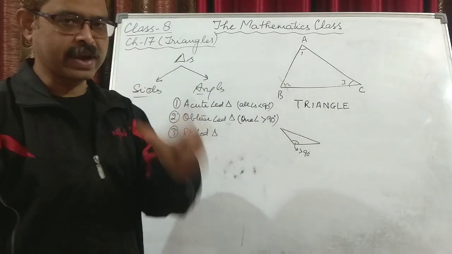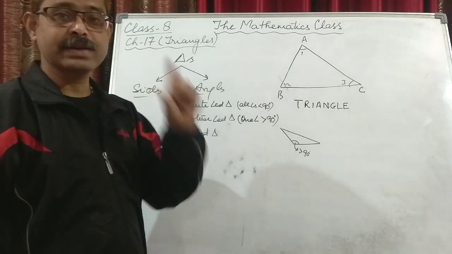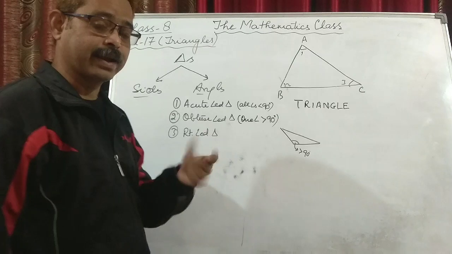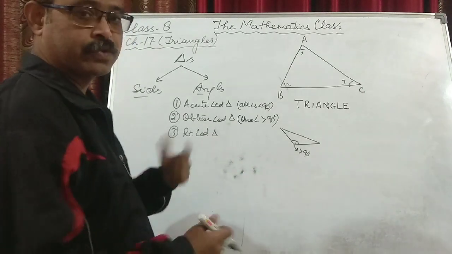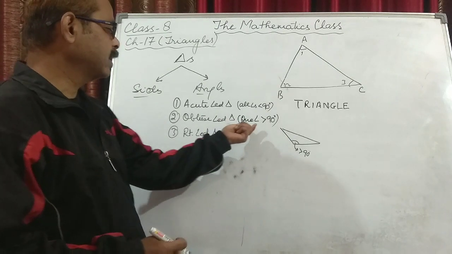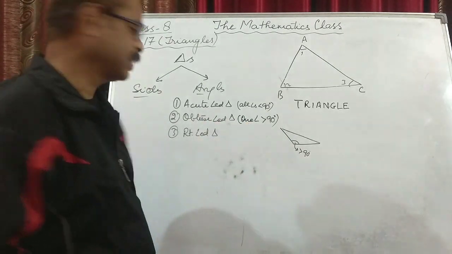degree, because if two angles are greater than 90 degree, then their sum will be more than 180, and we know that the sum of all the angles of the triangle is 180 degree. So we won't find a third angle, so it will not make a triangle. Therefore only one angle has to be greater than 90 degree.